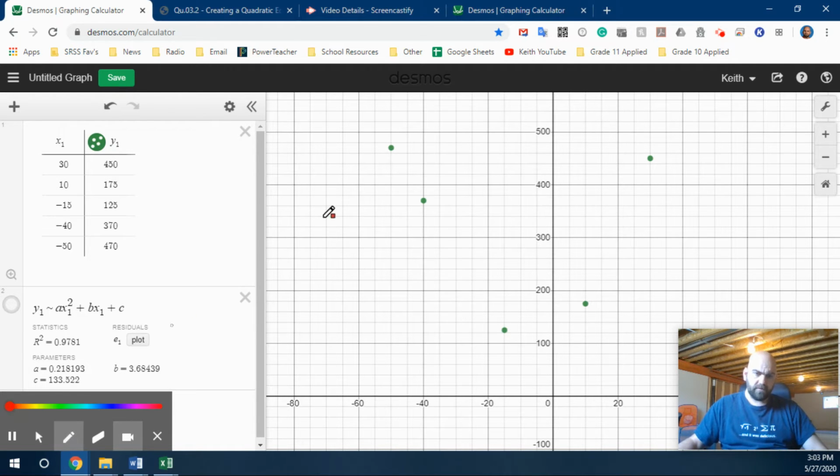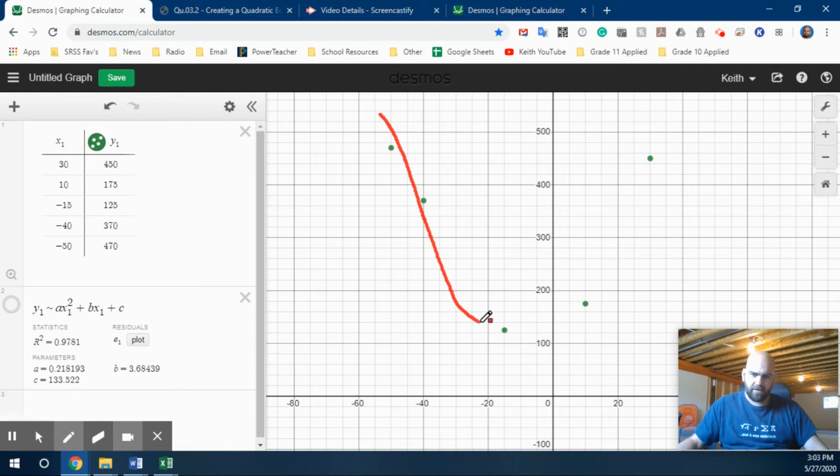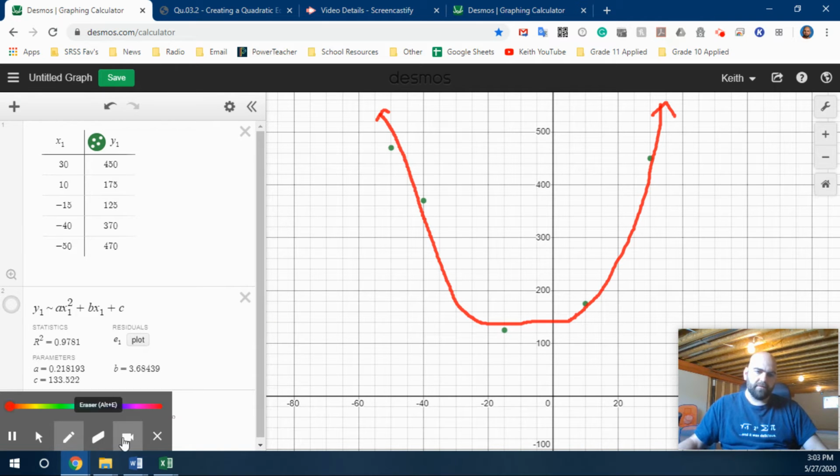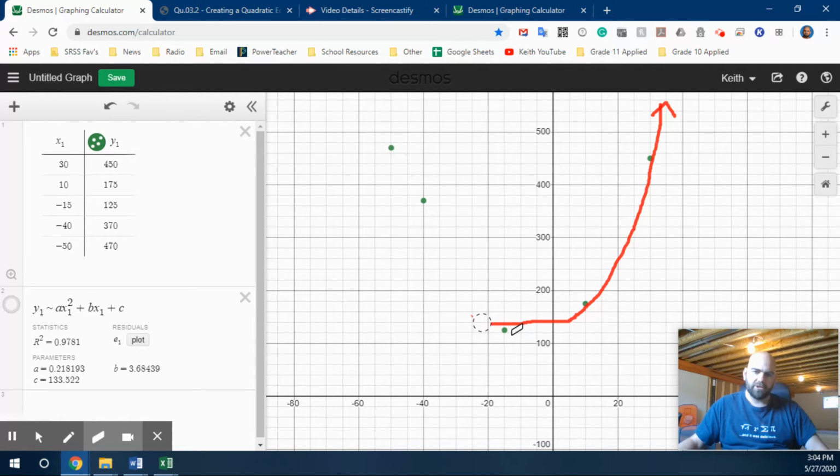If I was doing that here, mine would look something like that. It's not really that great, but I tried. This is kind of what I'm assuming it's going to look like based on the points I see. So I'm just going to erase that, and I'm going to let Desmos do its magic.